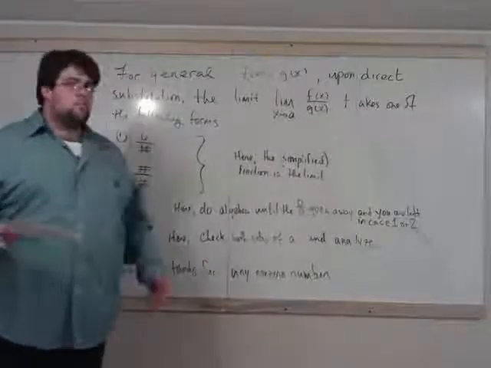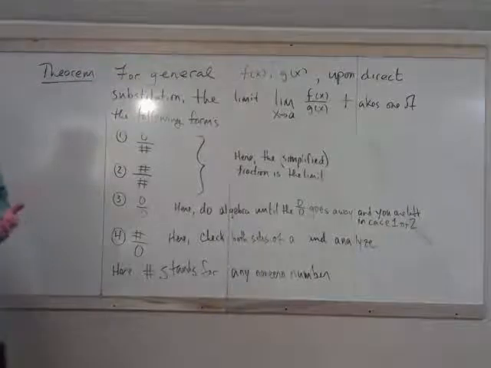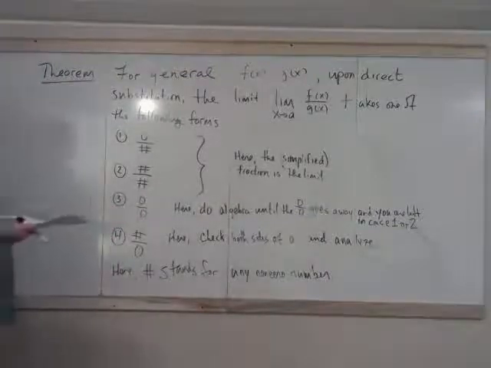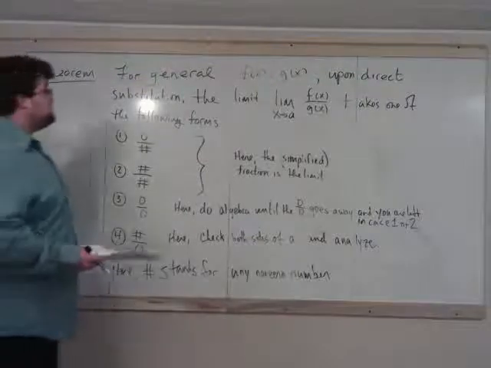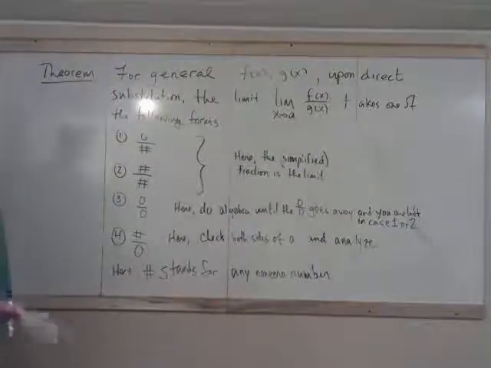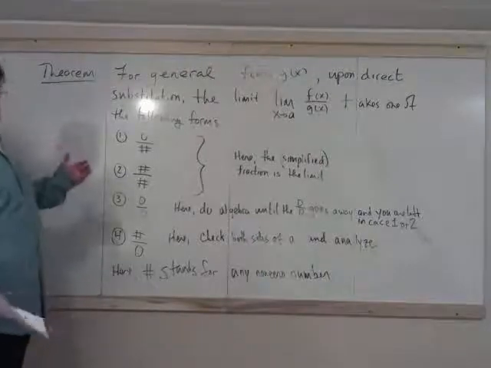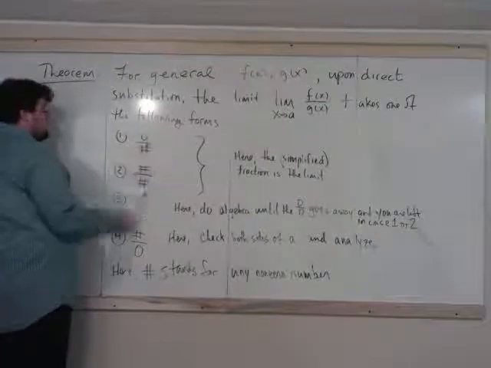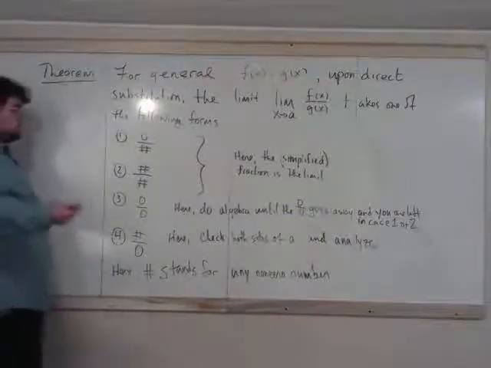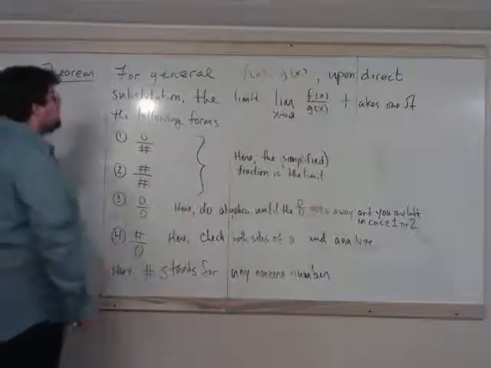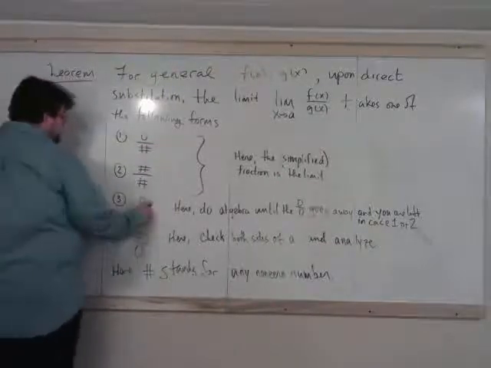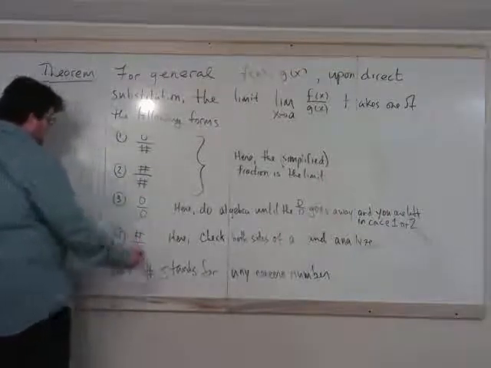Now, this theorem does not show up in the textbook written in this form, but I think writing it like this provides a pretty good summary of several results using limits. So here, for general f and g, upon direct substitution, the limit of this quotient, a fraction with functions, takes one of the following forms. One, you could get a 0 on top and a number on the bottom. Here, that pound symbol will be a non-zero number, positive or negative, just non-zero. This symbol 0 will be for a 0 number. So upon direct substitution, you could get 0 over a number. You could get number over a number. You could get 0 over 0, or you could get a non-zero number over 0.